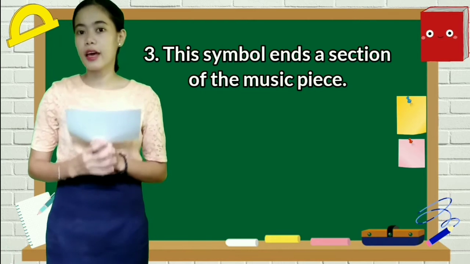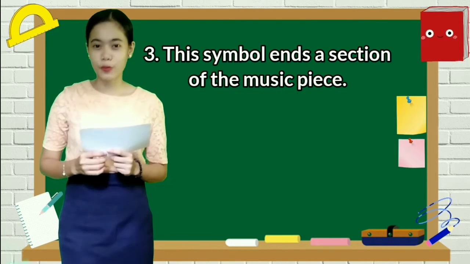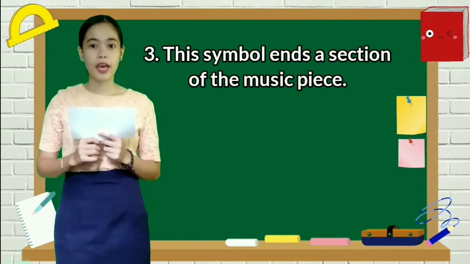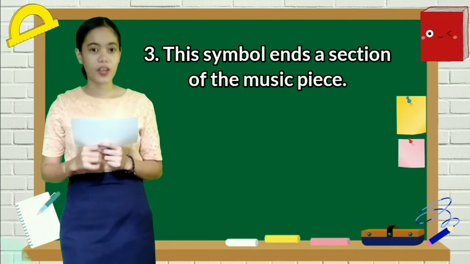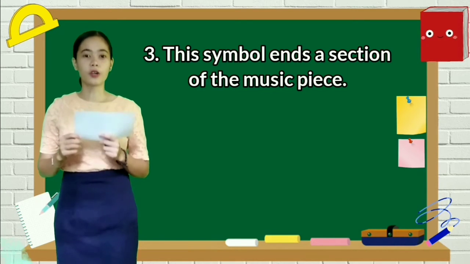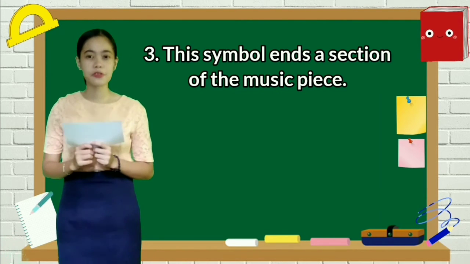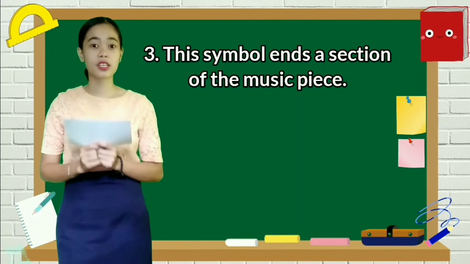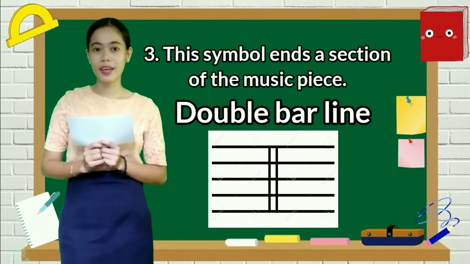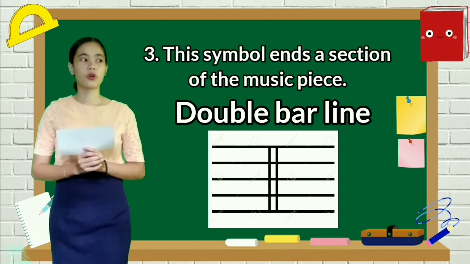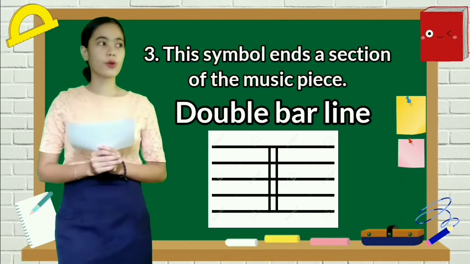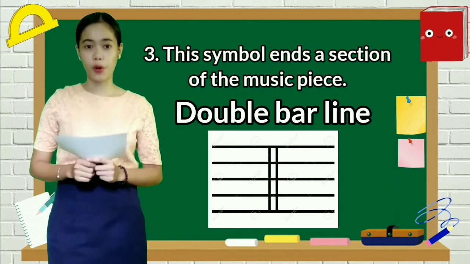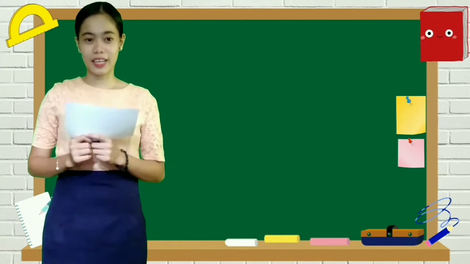This symbol ends a section of a music piece. What symbol is it? Okay, I'll repeat. This is a symbol that ends a section of the music piece. Start, draw your answers. Alright. What do you think is the answer? Do you think it is correct? Very good. The answer is double bar line. Let me show you a drawing. Alright, so I think Group 1 and Group 3 are correct, but unfortunately Group 2 is wrong. Okay, so better luck next time.